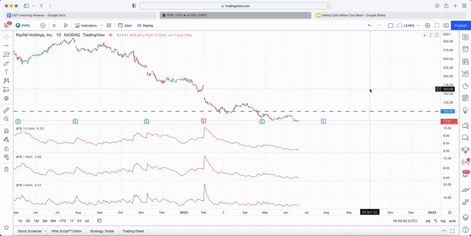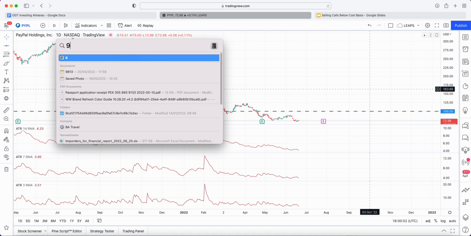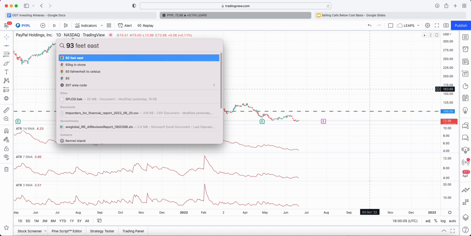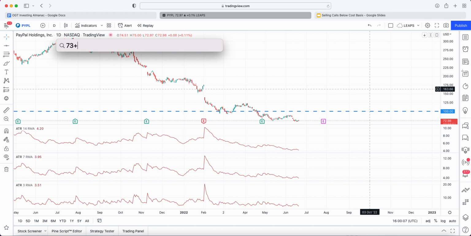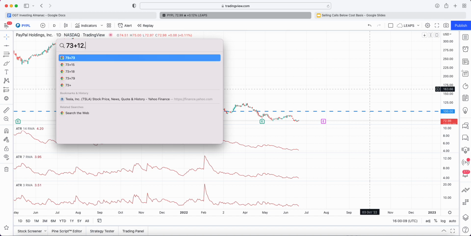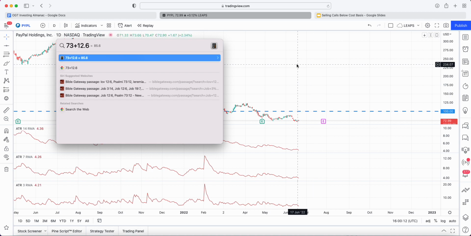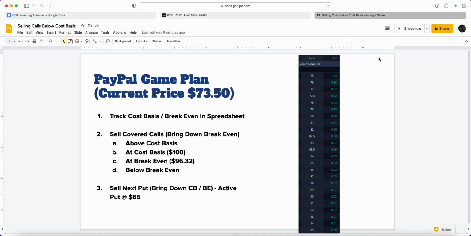So the first thing I would then do is look at the current price of 73, not 93, 73 plus 12.6. So that's 85.60. Let's call it $85. If I go back to here and look at the $85, you can see that I could sell that and get $4. But like I said, it's very unrealistic, in my view, for PayPal to go up by $4.20 every single day, right?